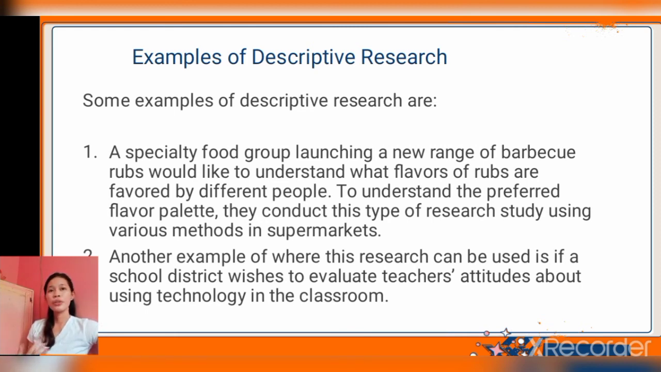So when we say descriptive research, it is defined as a research method that describes the characteristics of the population or phenomenon studied. This methodology focuses more on the what of the research subject than the why of the research subject. So here, both examples are referring to the what of the research.